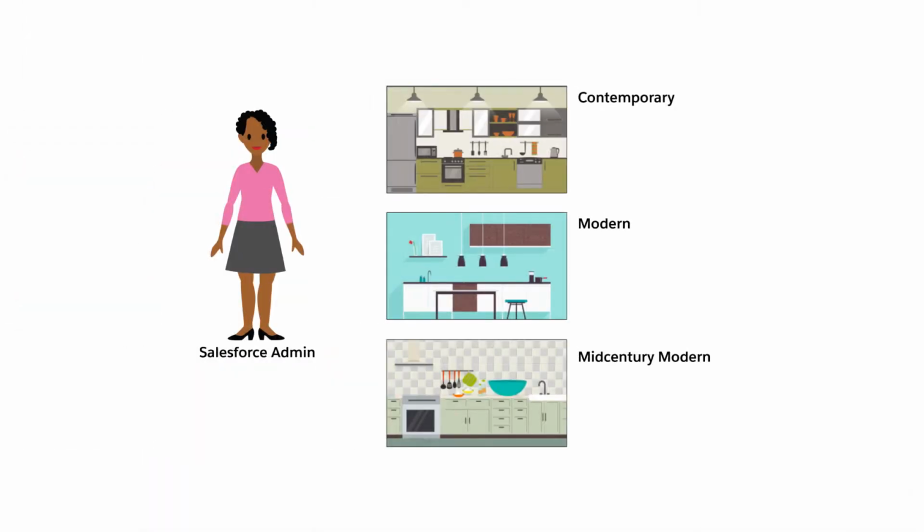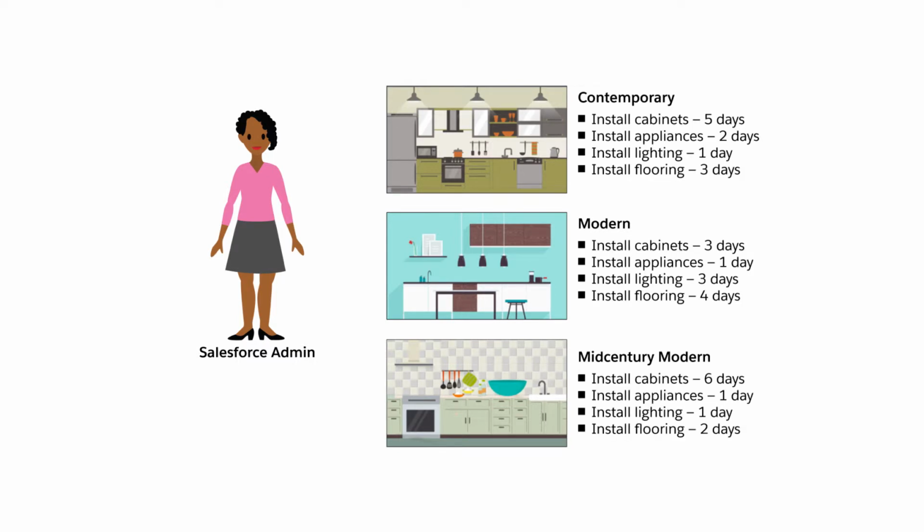Let's look at an example. Imagine you're an admin for a kitchen remodeling construction firm. You want a simple way to schedule construction jobs based on 3 different types of kitchens. Each type of kitchen requires different tasks to be scheduled, and each task requires a specific duration, depending on the type of kitchen involved.